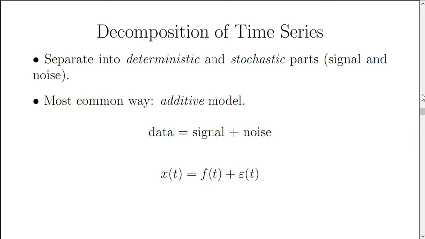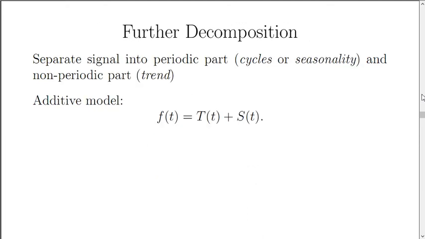That's where the data that we observe is equal to the signal, the deterministic part, plus the noise, the stochastic part. X is equal to F plus epsilon. X, the data, is F, the signal, plus epsilon, the noise. This is the simplest way to decompose time series. It's also the most common.